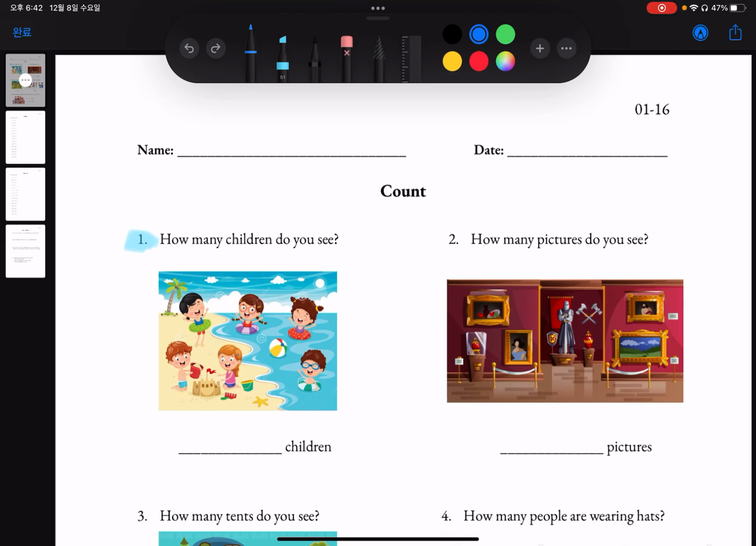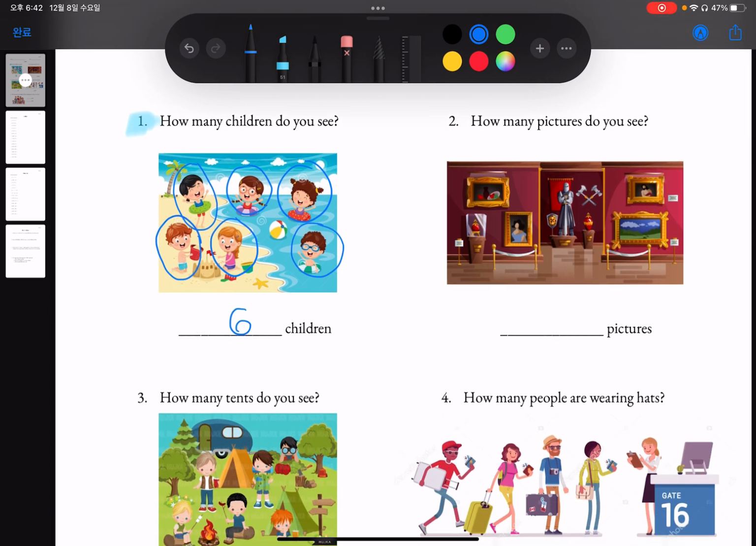This video is for first grade lesson 16 and I'll be going over each of the sections, solving some problems. So the first section is about counting, and all you have to do for this page is just count depending on what the question is asking you. So for number 1, for example, it asks how many children do you see? So you have to count the amount of children you see. 1, 2, 3, 4, 5, 6. So you will write down you see 6 children.